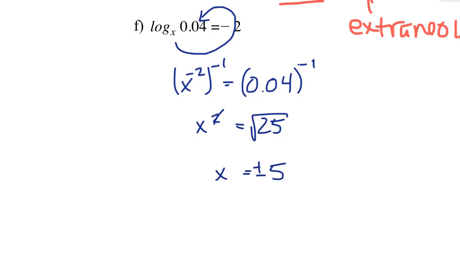Does positive 5 work as our base in this original equation? Yeah, clearly, right? That's not an issue. 5 to the power of -2 gives us 0.04, correct? Now, we might think -5 to the power of -2 also gives us 0.04, which it does.